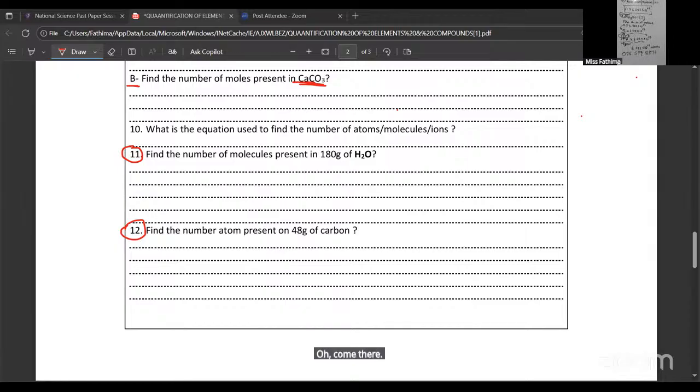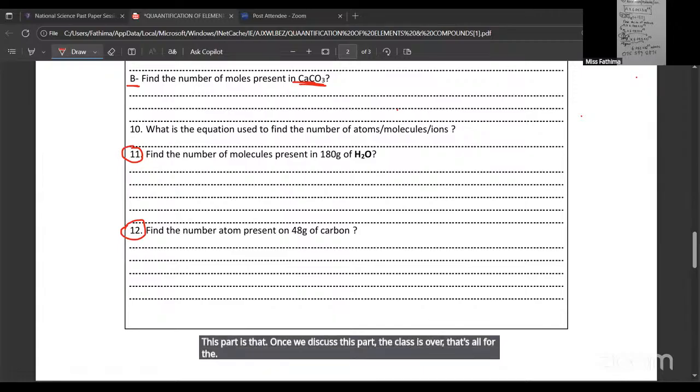Class will be finished when this part is done. Once we discuss this part, the class is over. That's all for the thing that you have to understand.